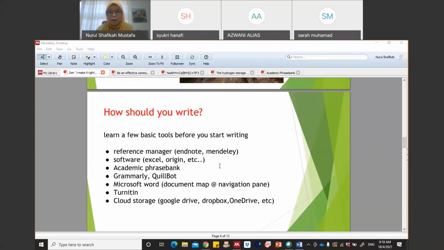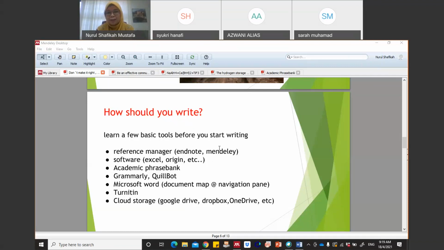Because when you want to write your thesis, when you want to write your paper, there's a lot of reference, right? And every journal has their own style of how to write the reference. So, takkan you nak write it manually one by one. If you have around 50, 60 reference for every paper, jenuh lah, penat lah kan, nak buat manually. So, you need to learn a reference manager first.